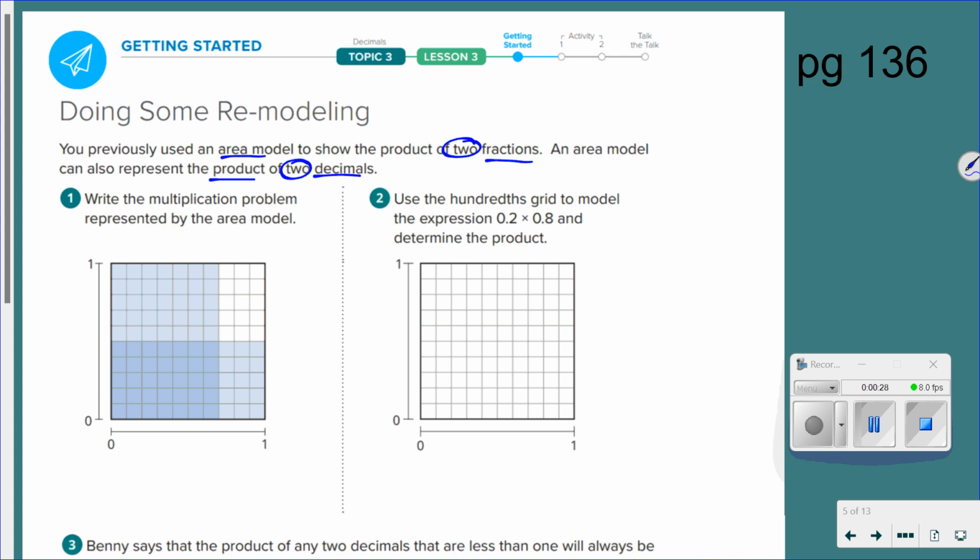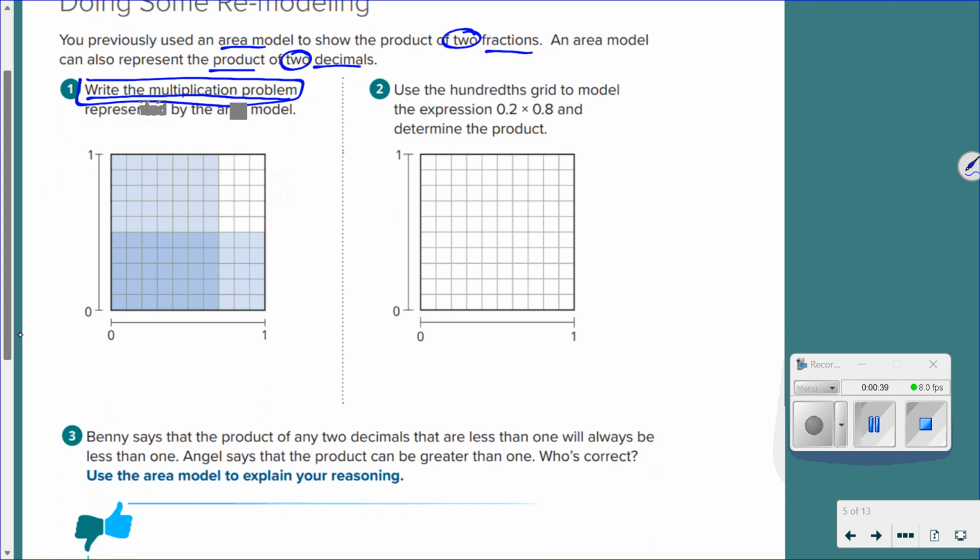Okay? I want you guys to analyze this model and then write the multiplication problem that is represented by it. So I'll let you try to do it by yourself. If you can't, talk to your table. I will give you a big hint. This is from 0 to 1, and there are 10 spaces going in each direction. Okay? See if you can figure that one out. We'll give you like 2.